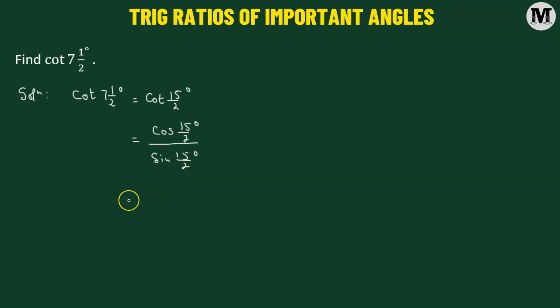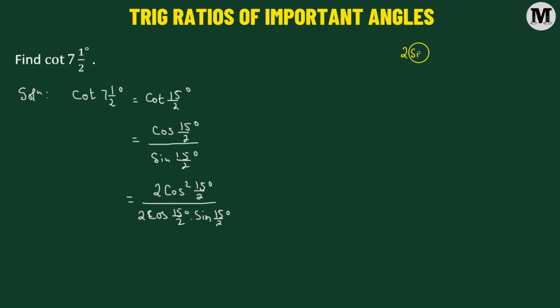Now what we're going to do is multiply both numerator and denominator by 2 times cosine of 15 over 2 degrees, which means that in the numerator we should be getting 2 times cosine squared 15 over 2 degrees, and in the denominator we have 2 times cosine of 15 over 2 degrees multiplied by sine 15 over 2 degrees. The reason we have done this is because we have 2 standard formulas.